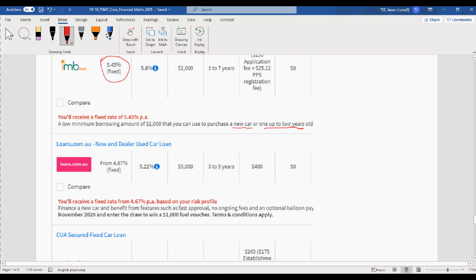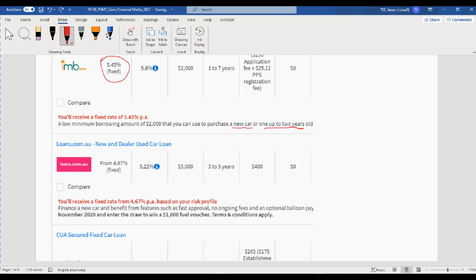All right, so the next one is a bit lower, 4.67. But what's the term? Based on your risk profile. Ooh. So you need to think about that. You might still apply for it, but they might not give it to you. So you need to think about whether that's possible.